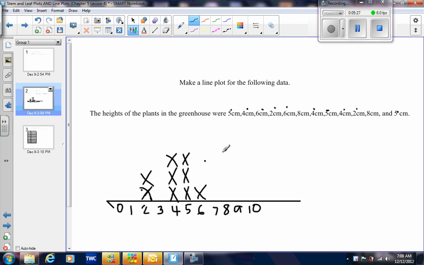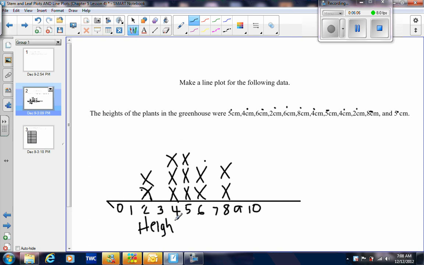There's another 6. I don't see any 7s. There are 2 8s. All right, so I've got 1, 2, 3, 4, 5, 6, 7, 8, 9, 10, 11, 12. Should have 12 X's. 2, 4, 5, 6, 7, 8, 9, 10, 11, 12. So good, I've got an X for each one. Okay.